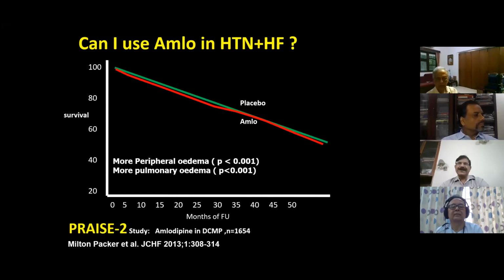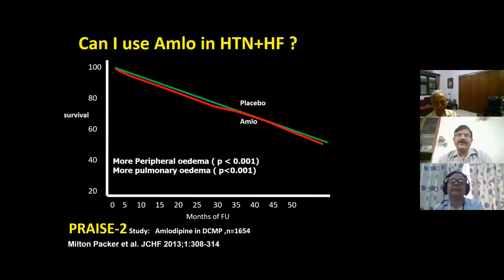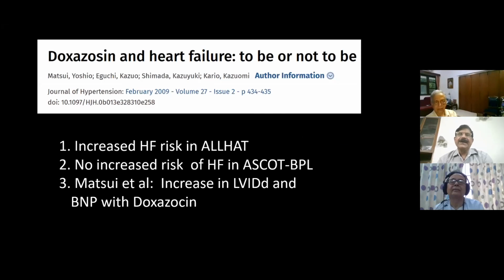The data from the large PRAISE-2 study suggests that amlodipine is not harmful, but it does not reduce hospitalization for heart failure. It is associated with a little more peripheral edema and more pulmonary edema, and as far as possible, one should avoid amlodipine. Doxazosin also should be avoided in heart failure because it is associated with an increase in left ventricle size, an increase in BNP, and increased chances of new onset heart failure.